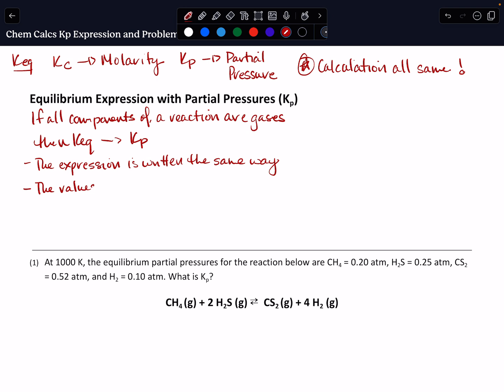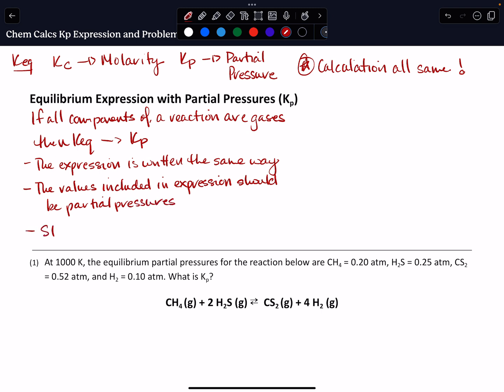The values included in the expression should be partial pressures. All right, and don't forget, it's still temperature dependent. So the temperature should be listed.